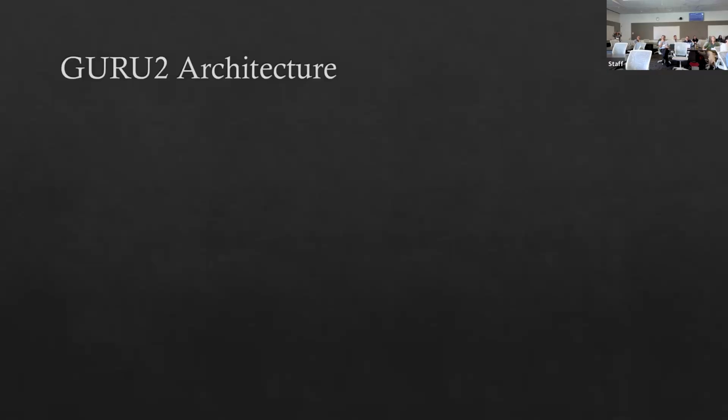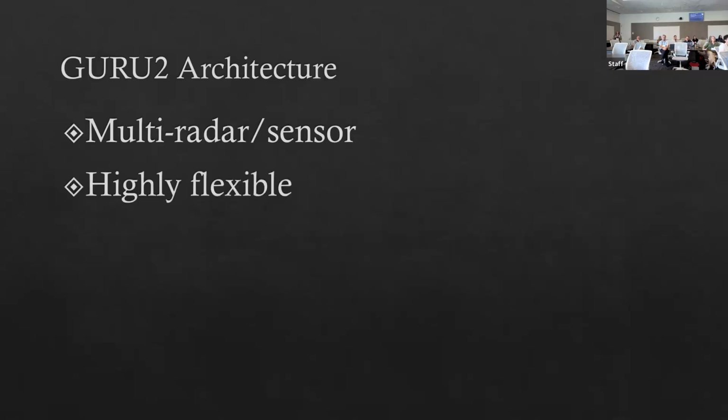I quickly moved on to Guru 2, which is what we now use in our real-time operations. It's built to let you view as many radars at a time as you want, add satellite into the mix, NOAA, MRMS, really whatever you want to load and use in real time, you can. It's supposed to be highly flexible.